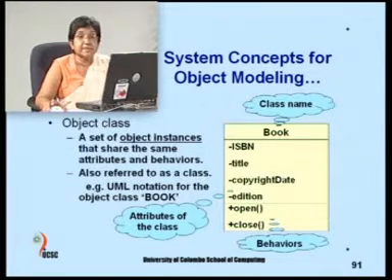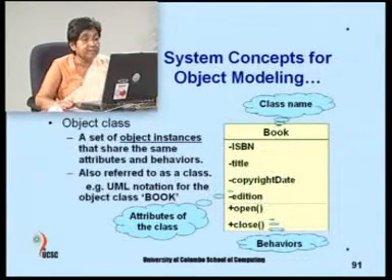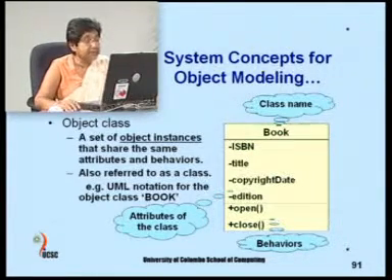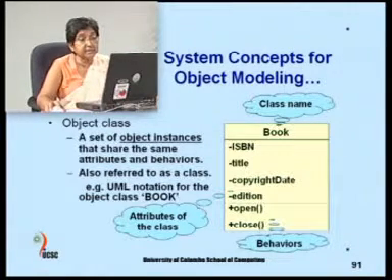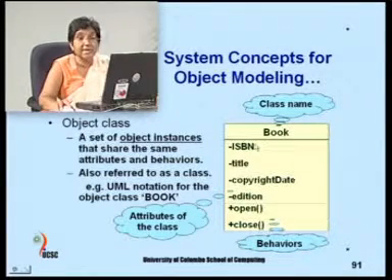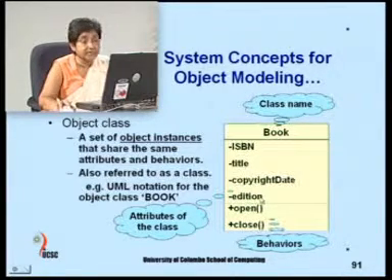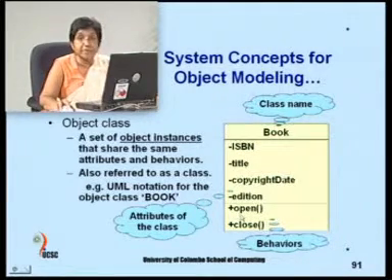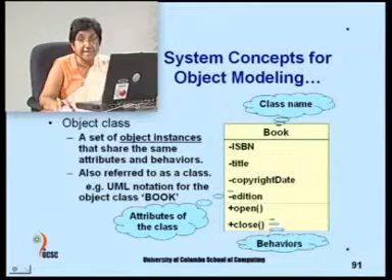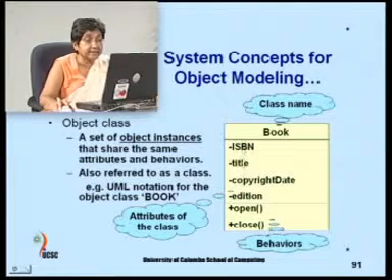Then we look at another concept called object class. A set of object instances that share the same attributes and behaviors is called an object class. If you look at this example, we have an object called book. Each book has an ISBN number to identify the book, the title, copyright date, edition and so on. These are the various attributes of this book. The methods or operations that you can perform are open the book, close the book and so on. Those are the behaviors, and these are the various attributes.